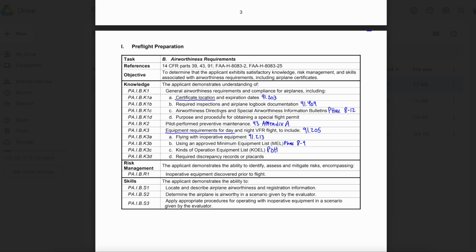What are the two types of airworthiness directives? Airworthiness directives are divided into two categories: those of emergency nature requiring immediate compliance, and those of less urgent nature requiring compliance within a specified period of time.